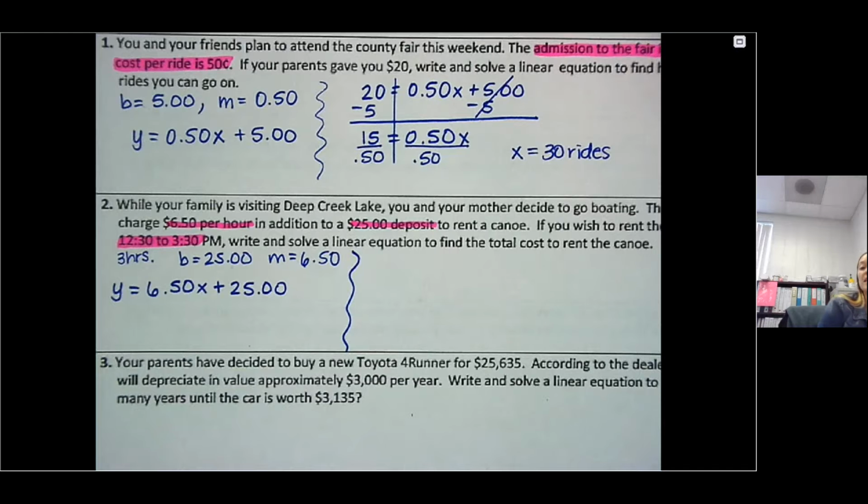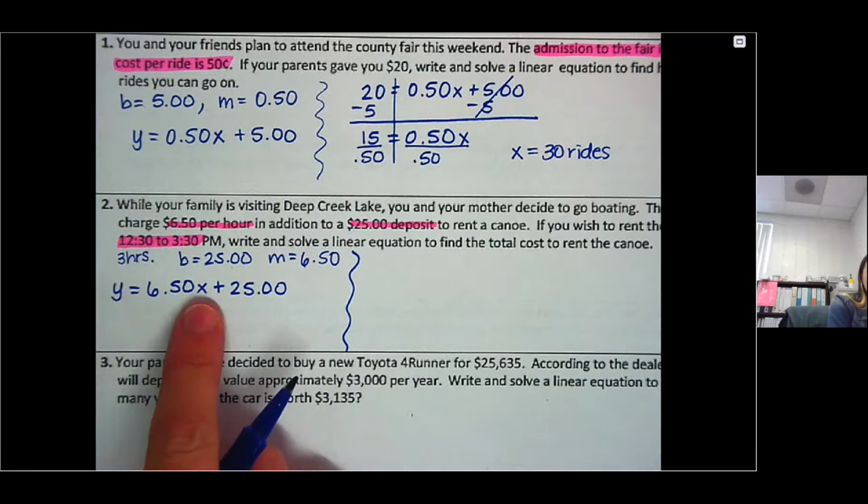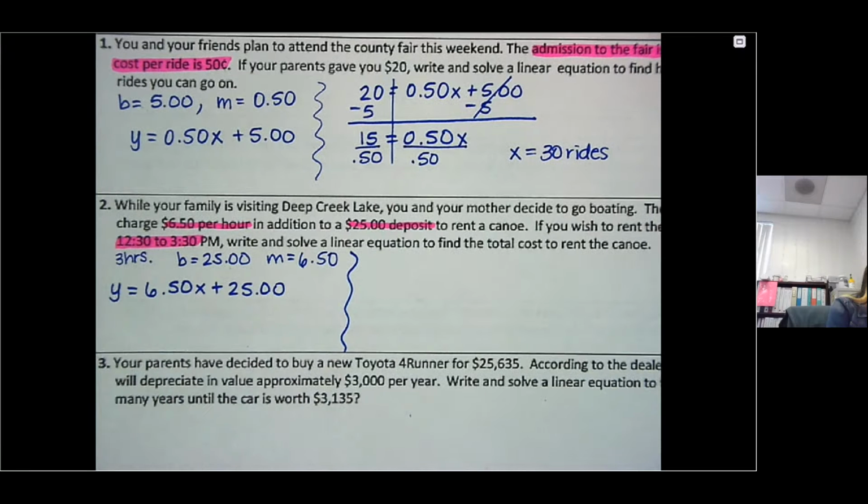Okay, now it says if you wish to rent the canoe from 12:30 to 3:30, so for 3 hours, I want to actually solve the equation. Where do I plug in the 3? Do I plug it in for the y or do I plug it in for the x? Which one? Y.